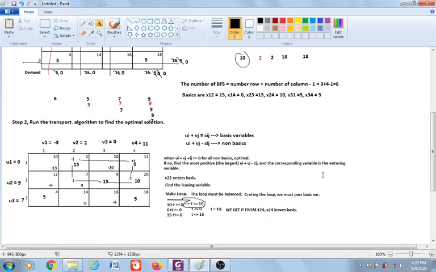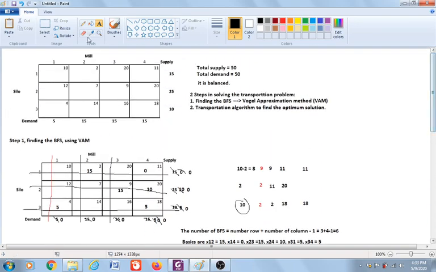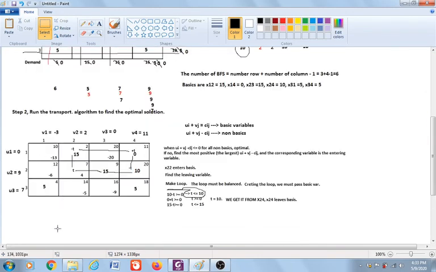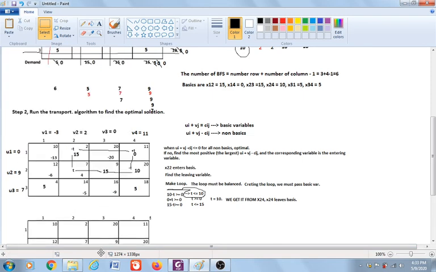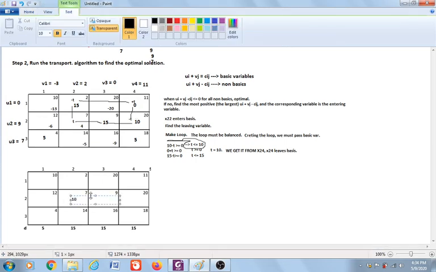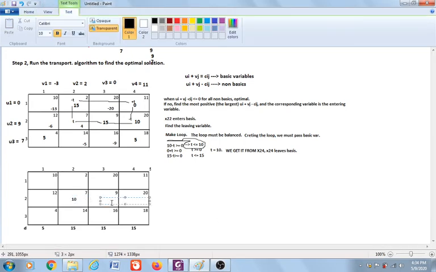Okay, so now I need to update my table. I'm gonna copy this table again. So what I have, the t is 10, so it's 10. Now it becomes basis 10. So 15 stays the same.